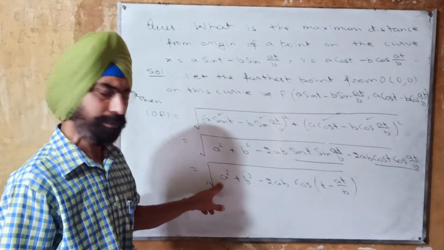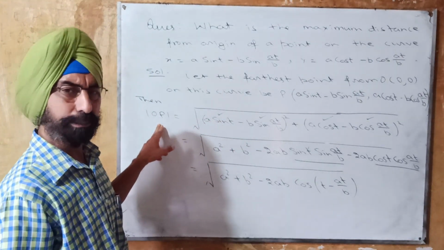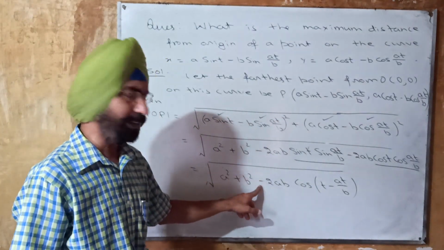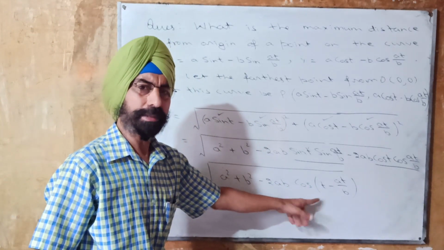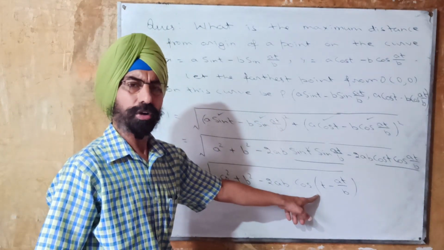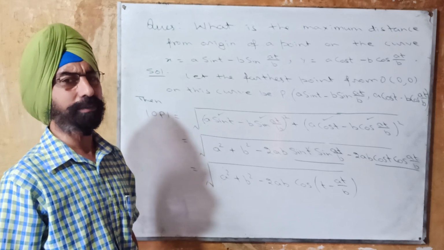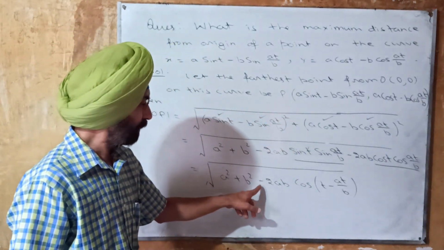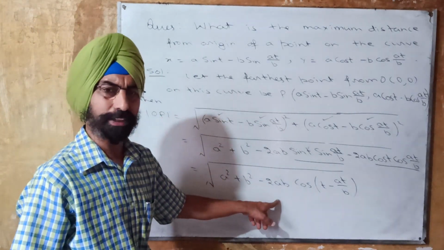This is a constant term, and this is a constant term. Its maximality depends only on this term, and this is a negative term. So when it is minimum, the distance will be maximum. And what is the minimum value of this cos of t minus a upon b? The minimum value is minus 1. Minus 1 will make it plus 2ab, so a square plus b square plus 2ab it will become.